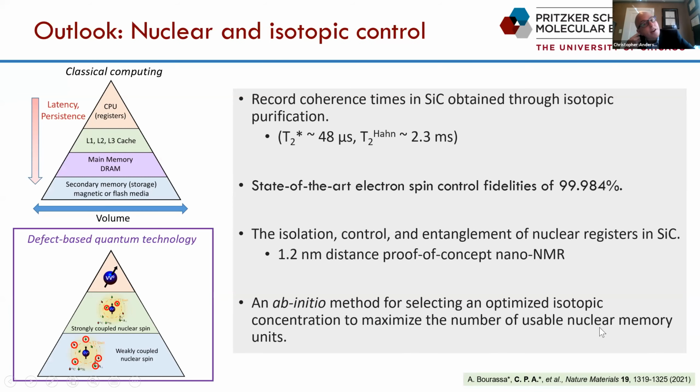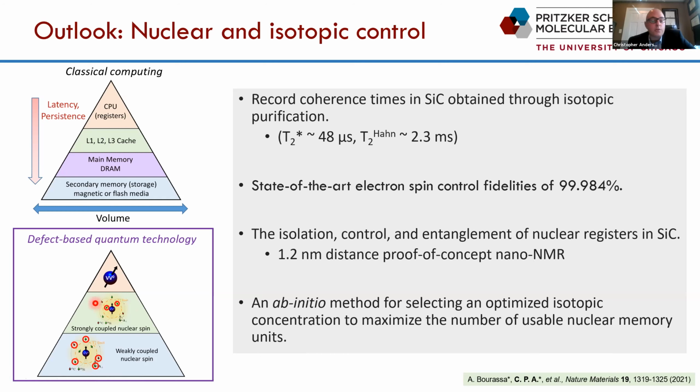So the takeaways are: we get record coherence times from the isotopic purification. We get state-of-the-art electron spin control fidelities. We isolated, controlled, and entangled single nuclear spins. And we came up with this model for maximizing the number of nuclear spin quantum memories that one might use.